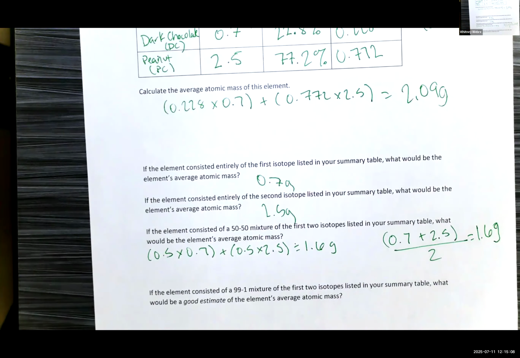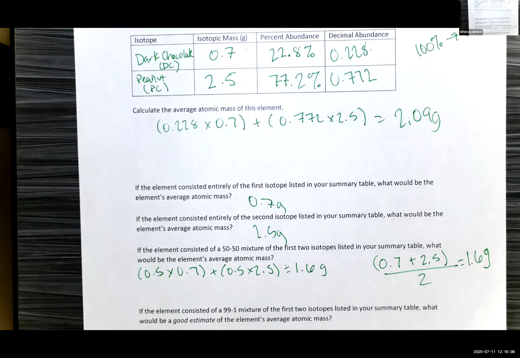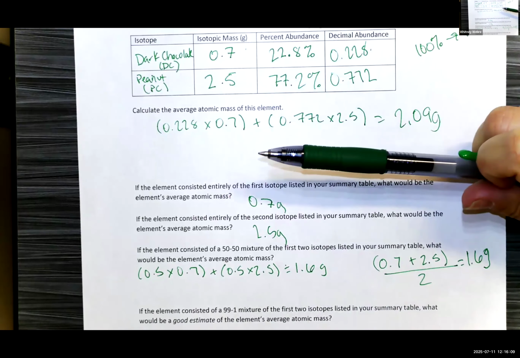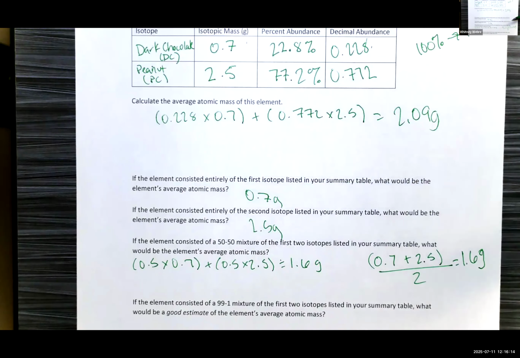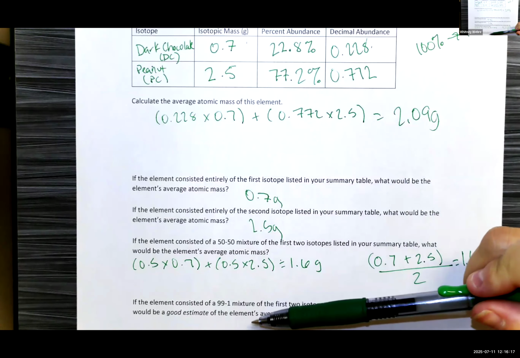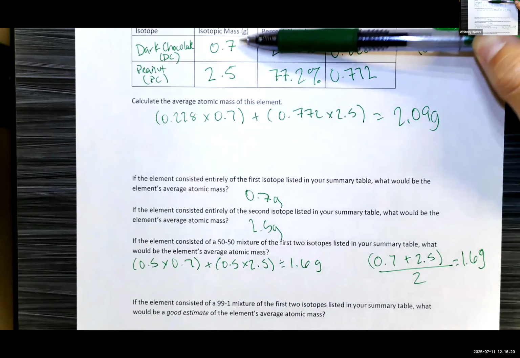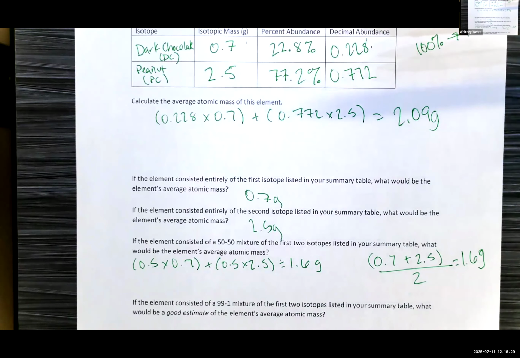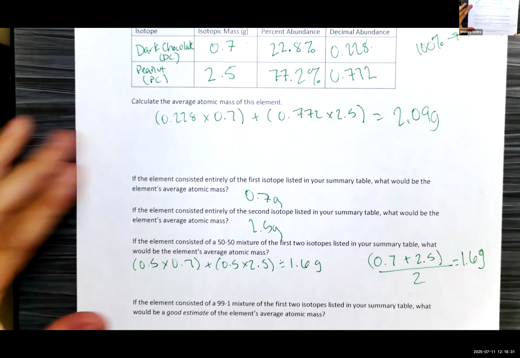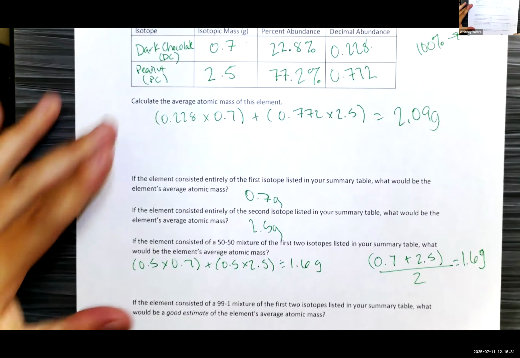So 99% is dark chocolate. What do you think the mass should be? Yes, you can do the math. You can do this right here, and instead of using these numbers here, you can do 0.99 and 0.01. But the goal is for you to make an assumption here. If it's 99% dark chocolate, that means that mass should be very, very close to 0.7. Maybe it's 0.701 or 0.71, but it should be pretty much the same number as that. So I'm going to do this little squiggly right here to tell me that it's approximately 0.7 grams.